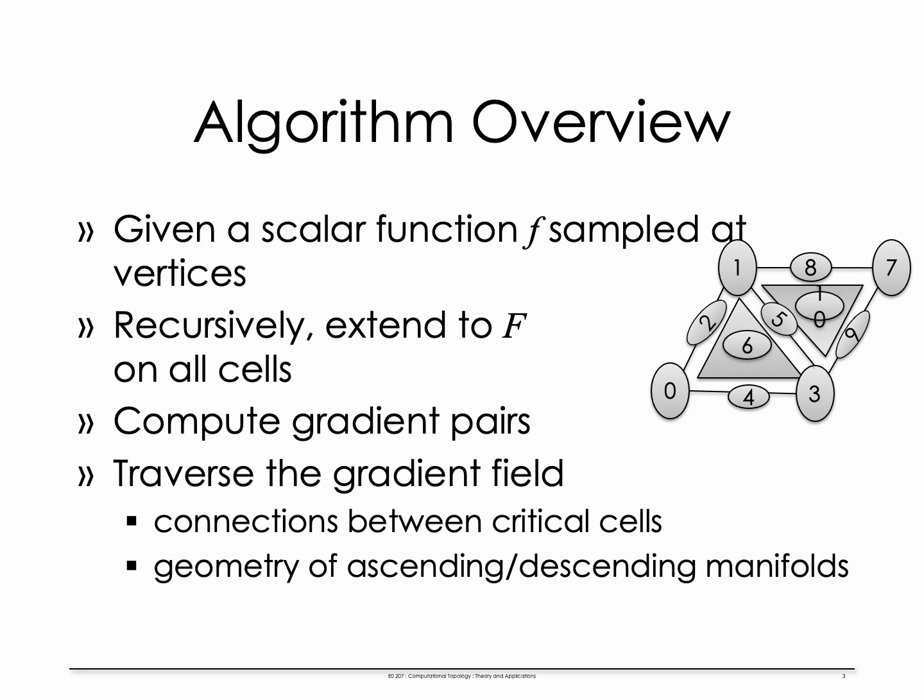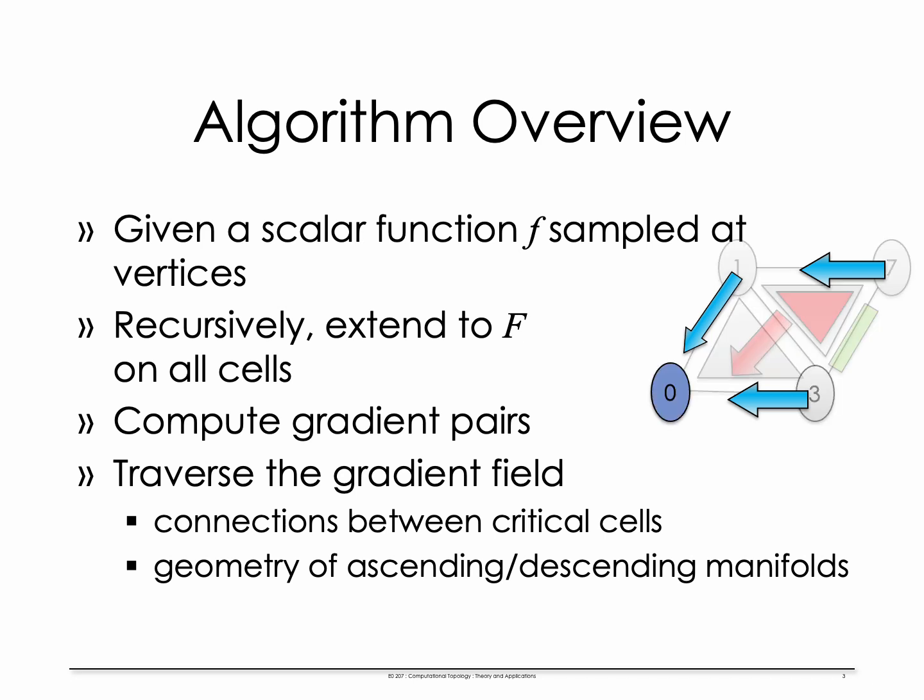As a first step, the algorithm recursively extends the scalar function to all cells. Next, it computes the gradient pairs for all the cells. Finally, it traverses the gradient field that is constituted by the gradient pairs computed earlier. It traverses this gradient field to compute the connections between all the critical cells. Traversing this gradient field also helps extract the geometry of the ascending and descending manifolds.